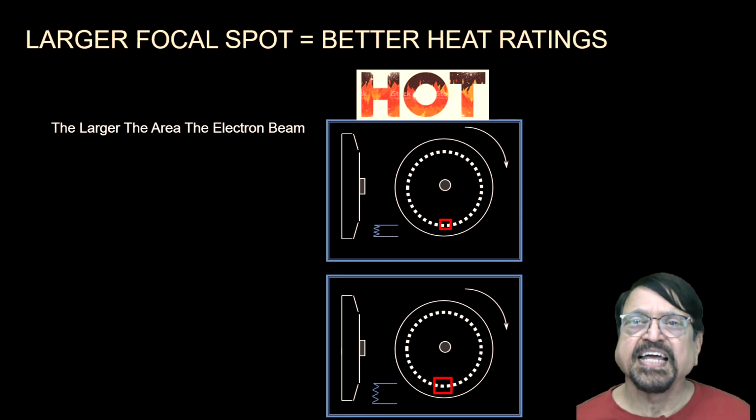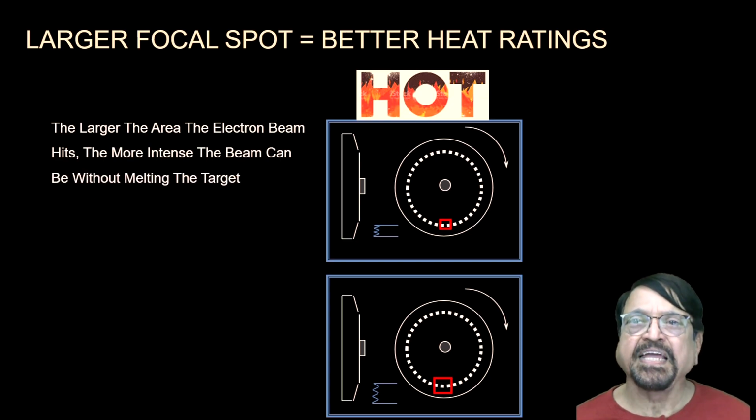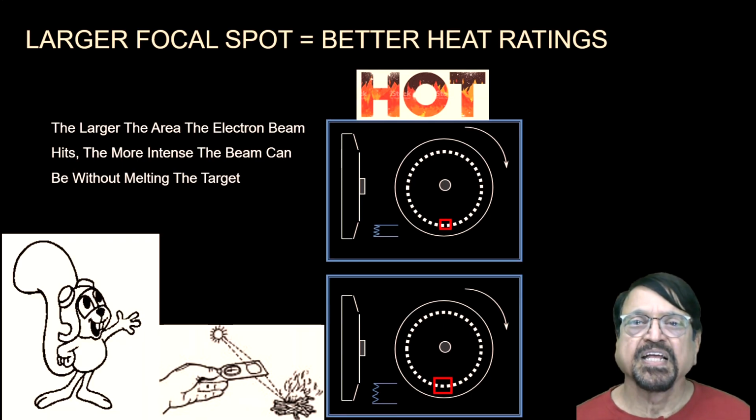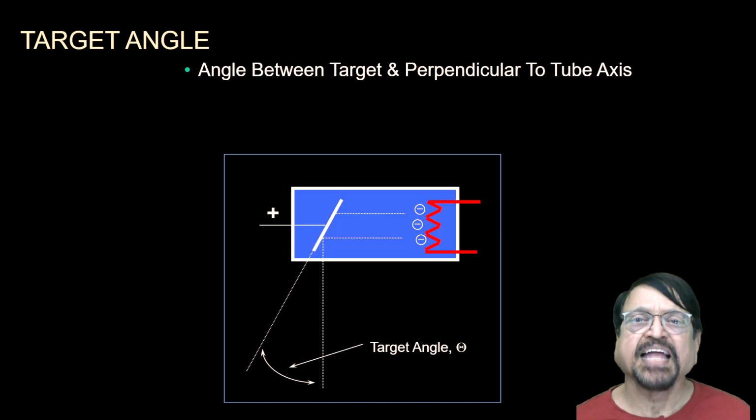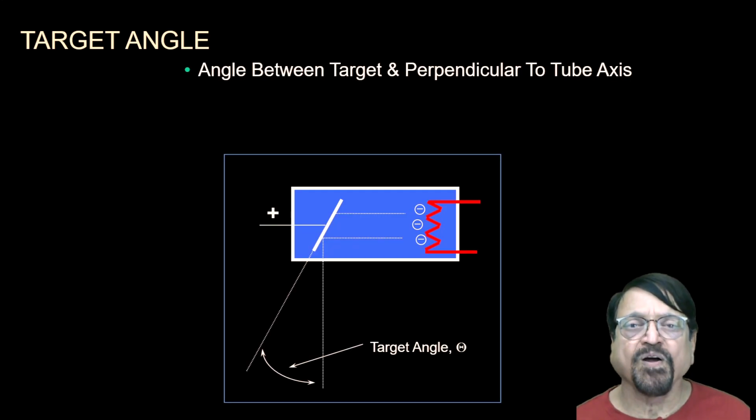The larger the area the electron beam hits, the more intense the beam can be without melting the target, because there is a lot of heat produced. If we do not dissipate it properly, then the anode will melt. Now the target angle is made in such a way that it will fall correctly over the area of interest, that is on the table, the patient.